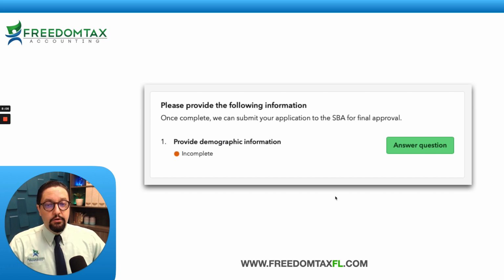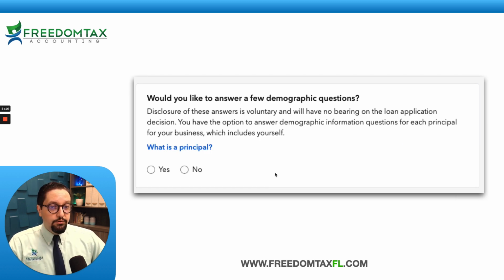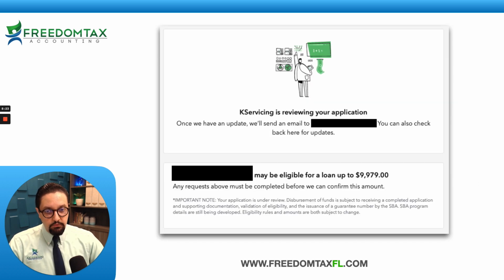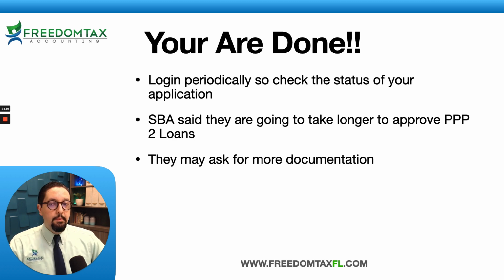The next step is that they're going to ask you for your demographic information. This is optional, whether you want to do it or not. If you want to provide the demographic information, you click yes. If not, put no. This will not affect your PPP approval. And then basically, that's it. The last step is that case servicing is going to tell you that they are reviewing your application and that they may ask for additional documentation. So you're done. So log in periodically to check the status of your PPP application.